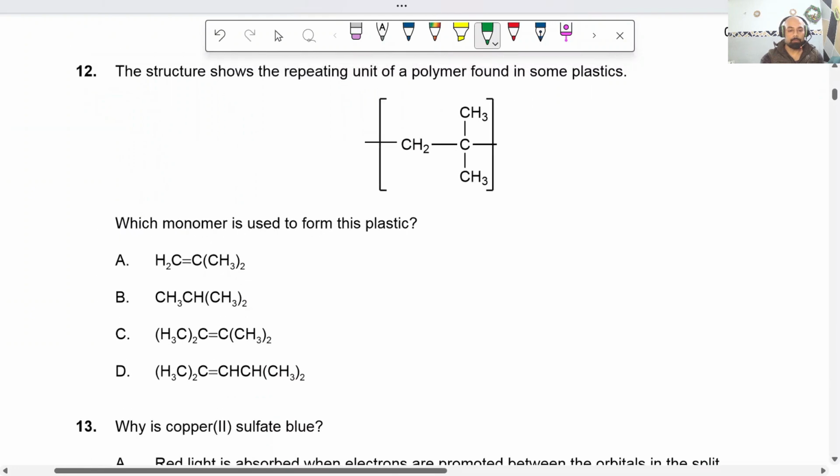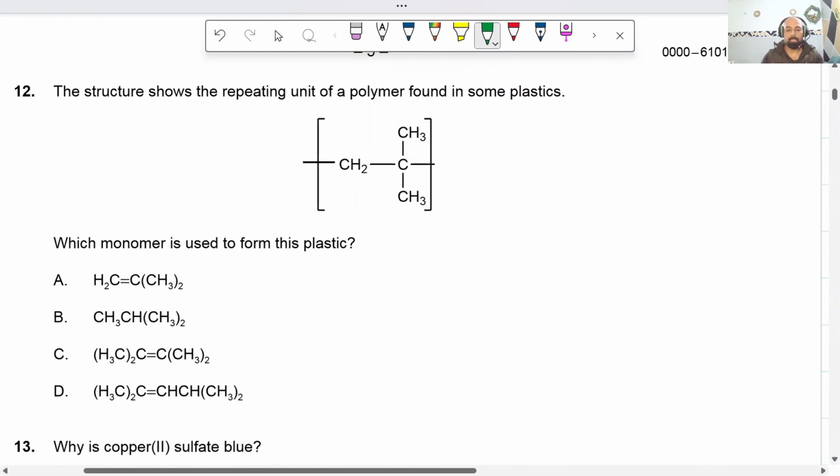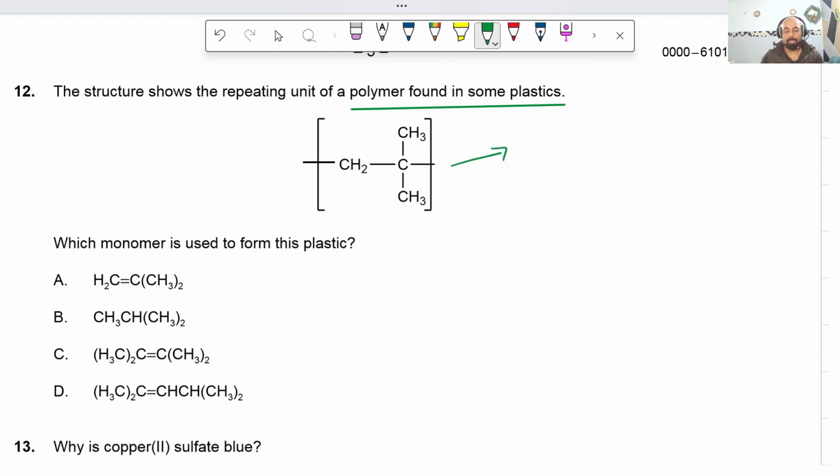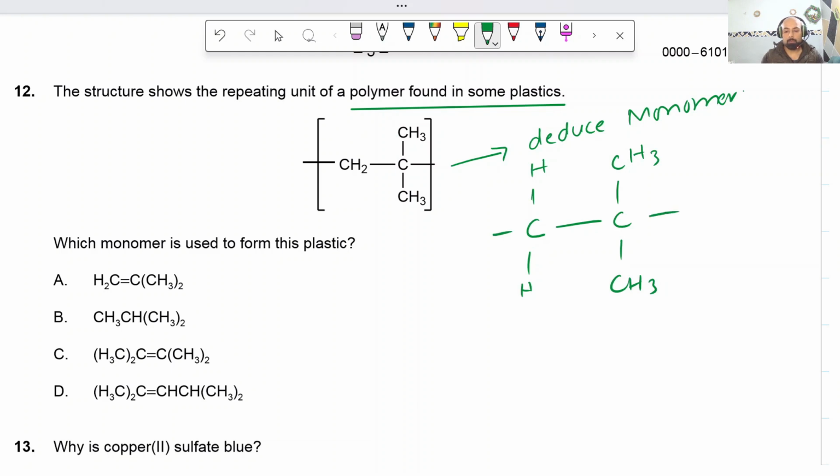Let's talk about question number 12. Now, this question is from organic chemistry, and it is about the polymers found in some plastics. Which monomer is used to form the plastic? Now, this question is very easy. Whenever you're given a polymer and asked to deduce the monomer, the first thing you have to do is write down the displayed formula of it. So we have carbon, and let's write down the displayed formula first of all. And we have carbon with CH3 and CH3 over here, right? So all these bonds are displayed as they are in this diagram.